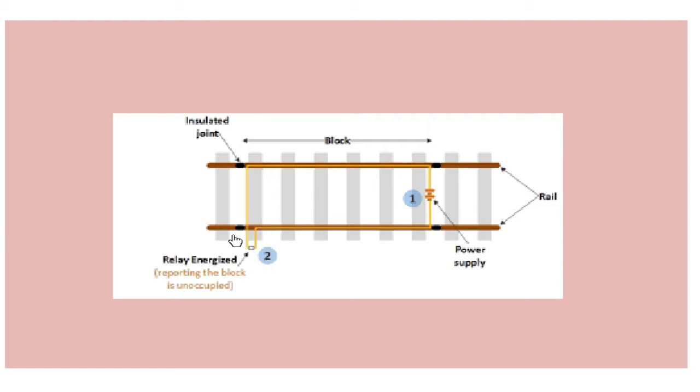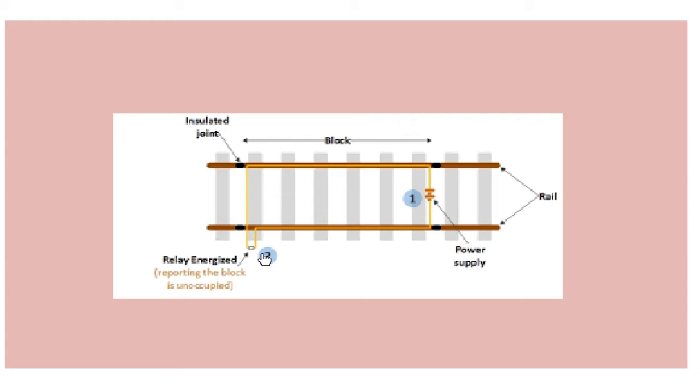This relay is having a coil, and now when the power supply is on, electricity travels and goes through the coils, which will make the coils a magnet. And then it will complete the circuit, and a pointer will be indicated with the relay which will show that the line is clear or no train is there. That means the pointer will indicate or signal will be given as the green.